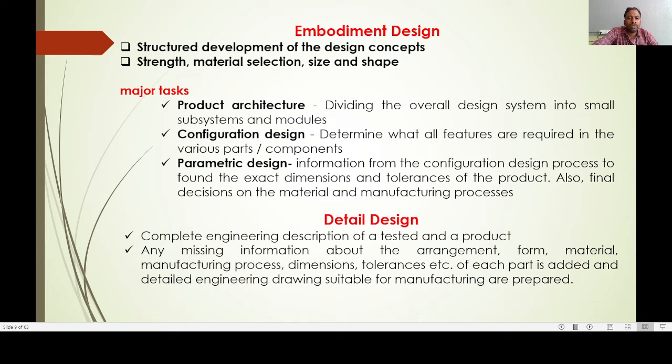Next, the third type of design is detailed design. Detailed design is a complete engineering description of the final product. The final product description is called detailed design. If there is any missing information about the arrangement of material, size, tolerance or anything in the manufacturing process, each part is added in a detailed drawing suitable for the manufacturing process.